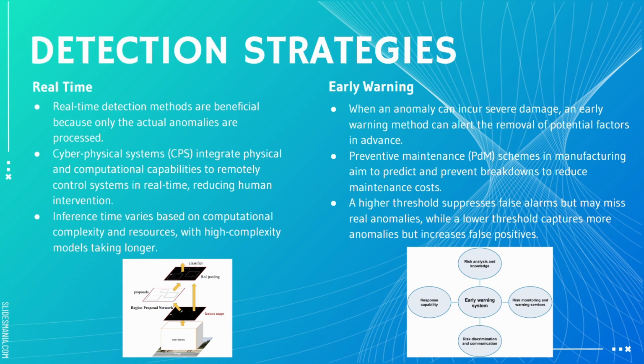Inference time varies based on computational complexity and resources, with higher complexity taking more time. CNN models process input data at once, and so results will be faster.